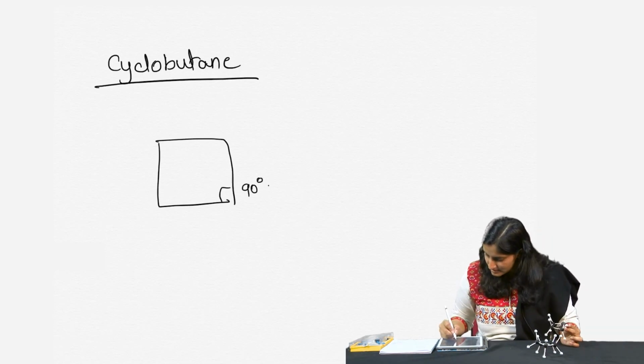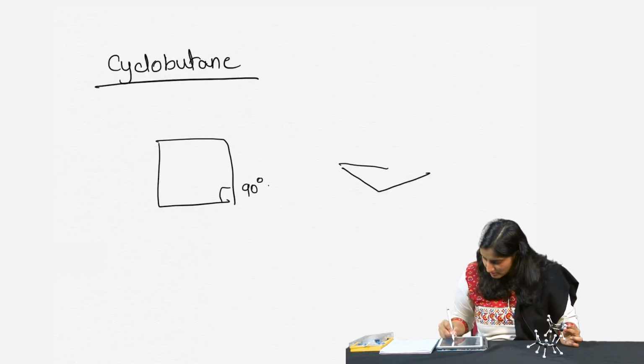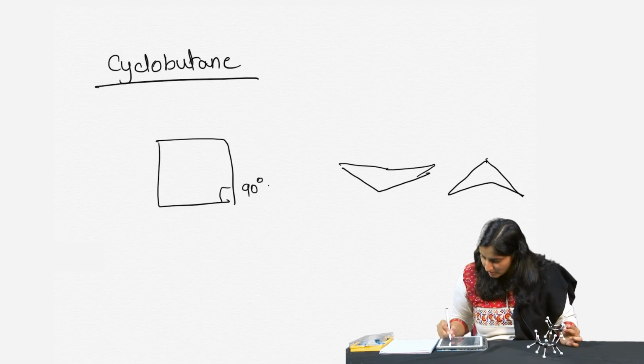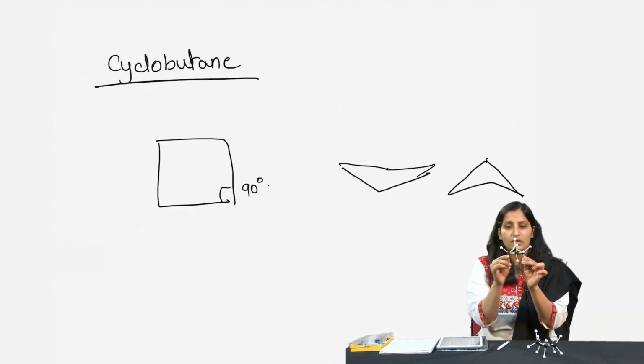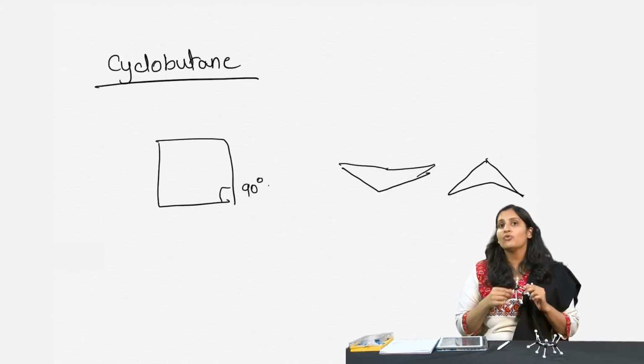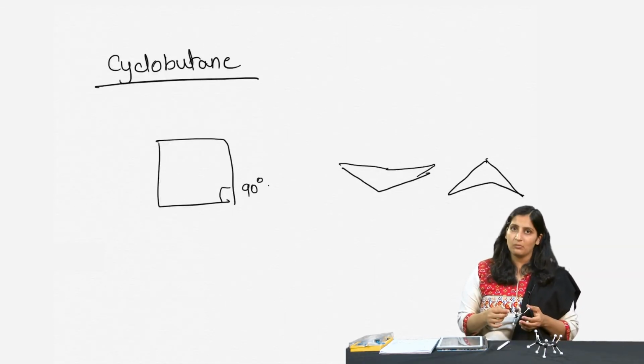So, something like this, right. So, it will keep on going up and down like this, the cyclobutane molecule, and really try to avoid any kind of torsional strain in the molecule.